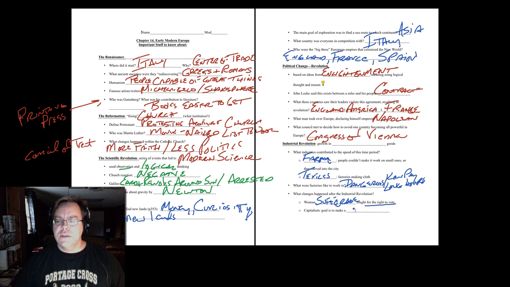And another change that happened after the Industrial Revolution is that a new economic system came into play called capitalism, where the goal was to make a profit, to make money, where individuals would own businesses and investors would invest in those businesses, all with the goal of making a profit.